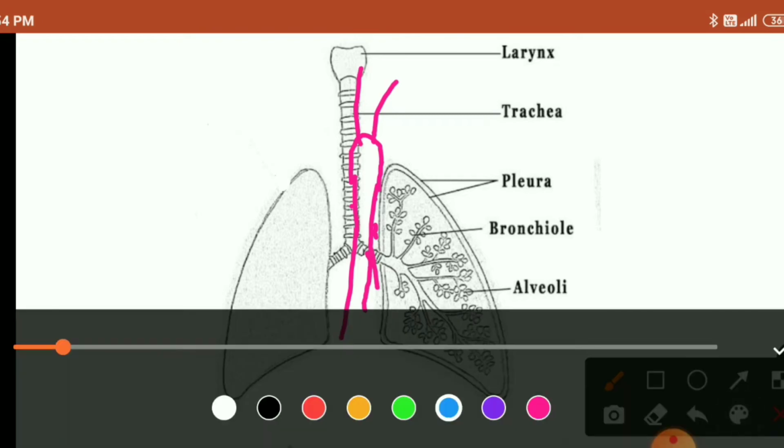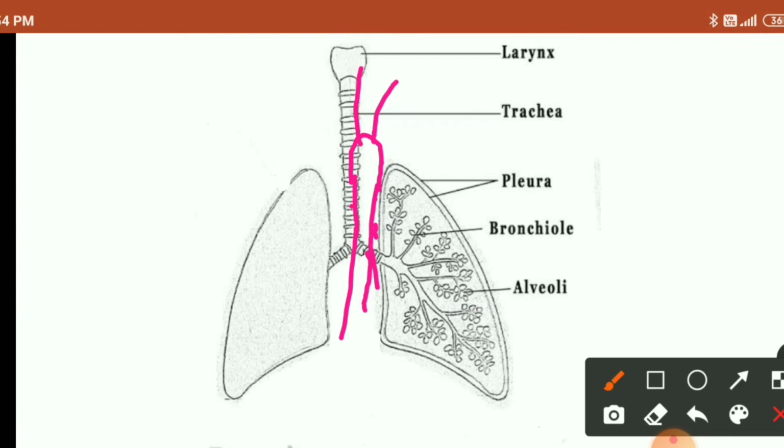And on the right side you are basically having the azygos vein. So in the blue color I am drawing the azygos vein. Yes, so these are the structures that are related to the trachea.